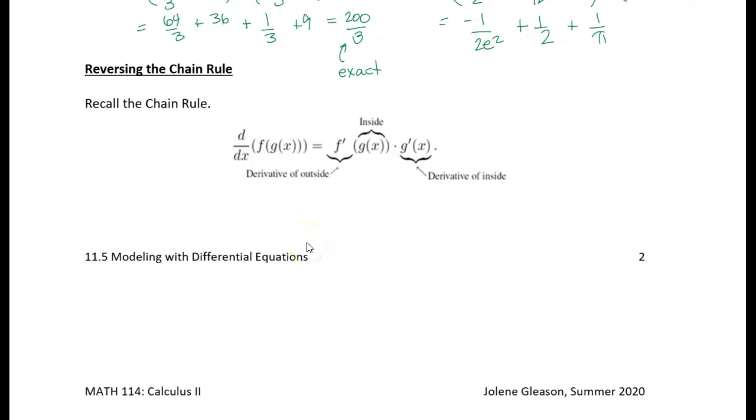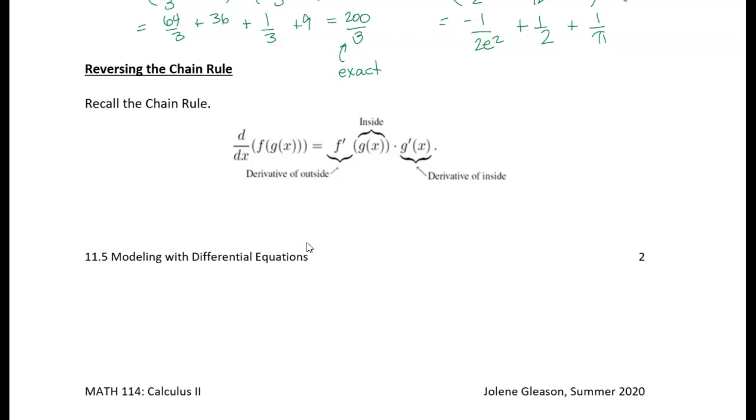So the next thing we're going to talk about is the method of substitution. And the method of substitution just comes straight from the chain rule. So you know that the derivative of a composite function, where you have an outside function and an inside function. In this case, the outside function is f, the inside function is g, right? And so you take the derivative of the outside function, leave the inside function as it is, and multiply by the derivative of the inside function.